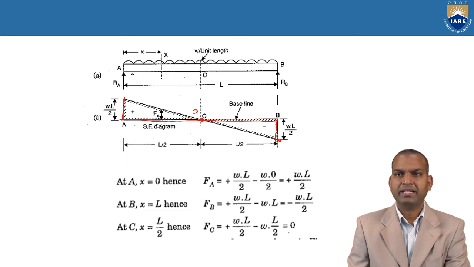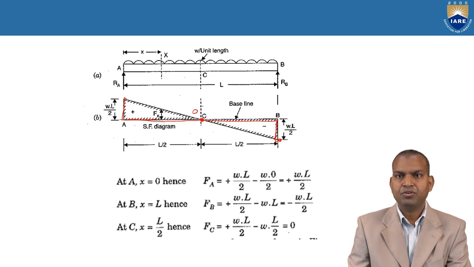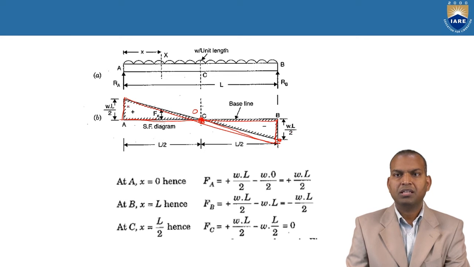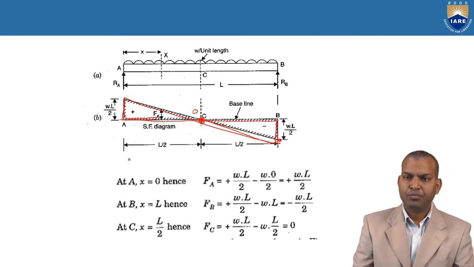That is UDL is acting. UDL is acting means it is dependent on length here. So that's why you have to join these two points passing through the point C. Then this is the way the shear force diagram can be drawn.